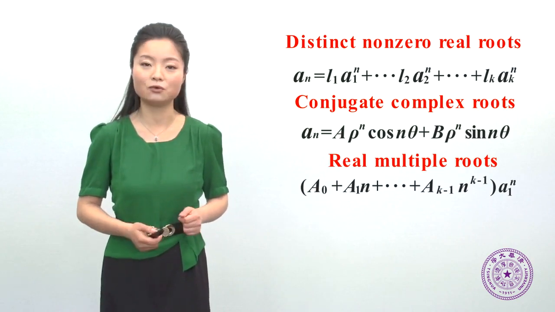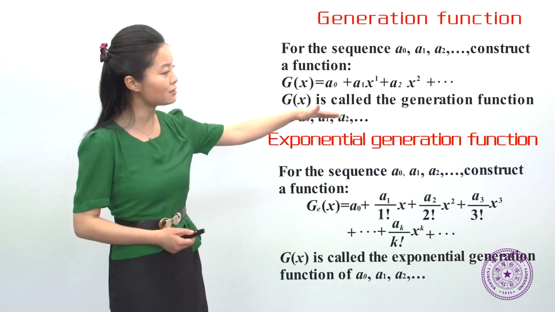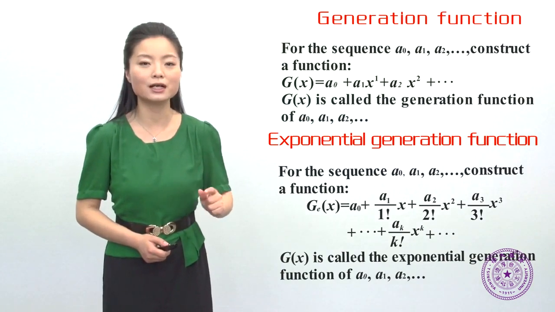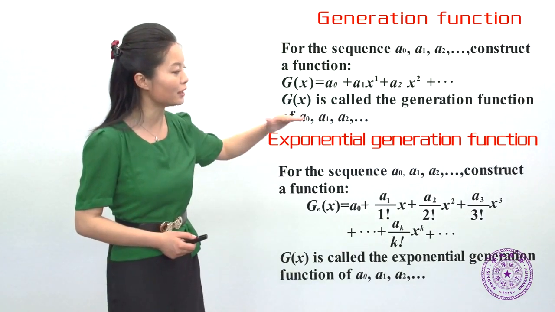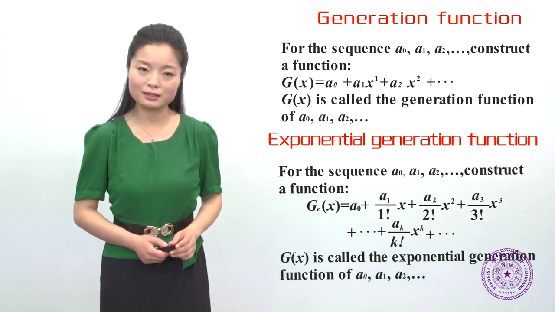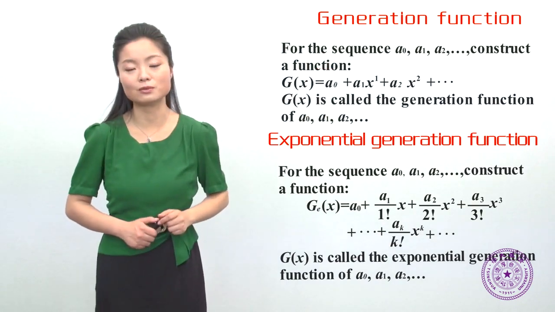Apart from this, we can also transform the generating function and not just use x raised to the k as a general term. In order to solve permutations, we also introduced x raised to k divided by k factorial as a general term of a generating function. One is called the ordinary generating function, and the other one is called the exponential generating function.